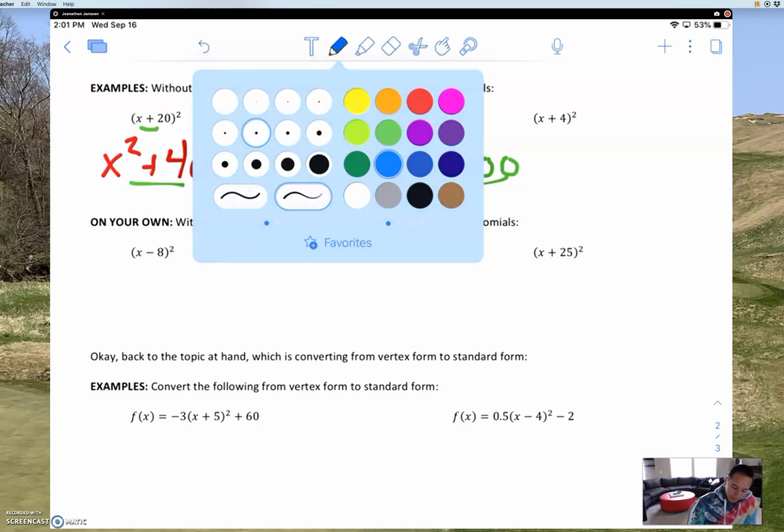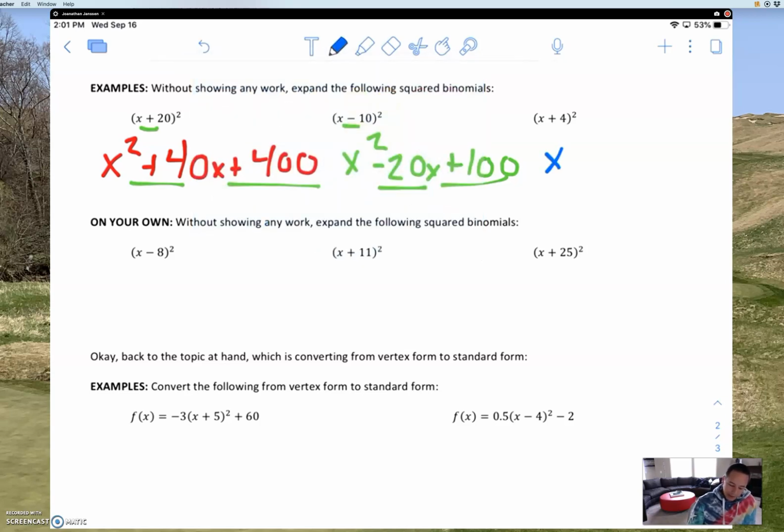And one more is going to be x squared. Take 4 and double it, you're going to get 8x. Square it, you get 16. So go ahead and try the next 3 on your own. Pause the video for a second while you give yourself a chance to do that, and then come right back.